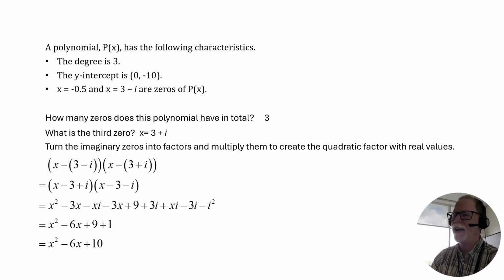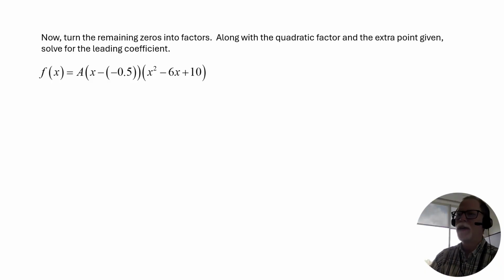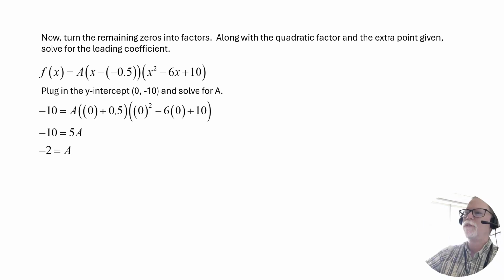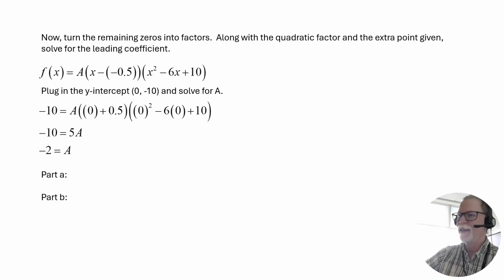So this is the quadratic we're going to use in the second answer, and it's going to help us determine the leading coefficient because we don't know what that is. So we need to take that extra point, in this case the y-intercept, and plug it in there. I've got my quadratic factor. I took the other zero, x minus the zero is the factor, and I'm going to plug in the x and y values for the y-intercept, solve for the leading coefficient, and then just write my two answers at the end.